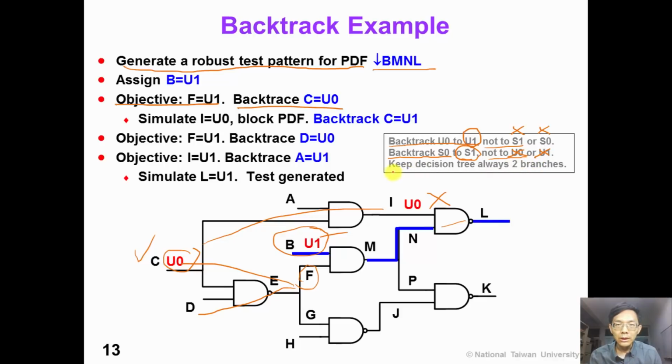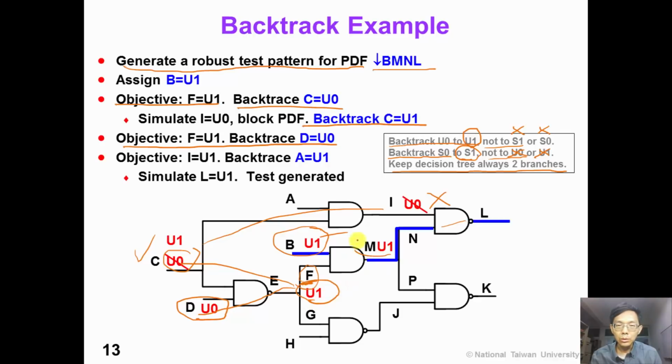This rule is to keep our decision tree always 2 branches for each node. Now we backtrack the value of C. We assign it to be U1. And our objective on F is still not achieved. So we would backtrace again. This time we backtrace to D and we assign D to be U0. This can achieve our goal.